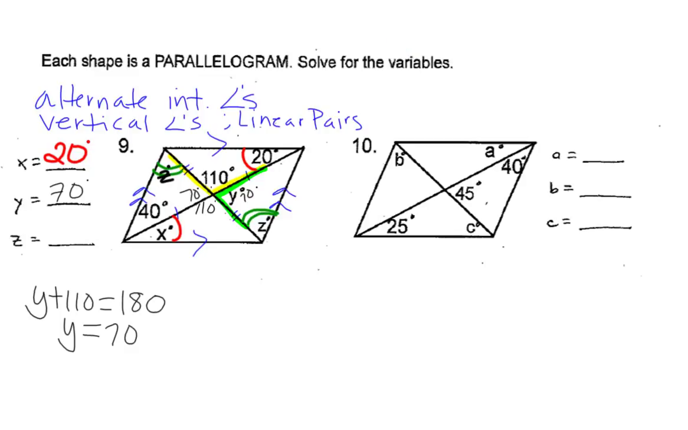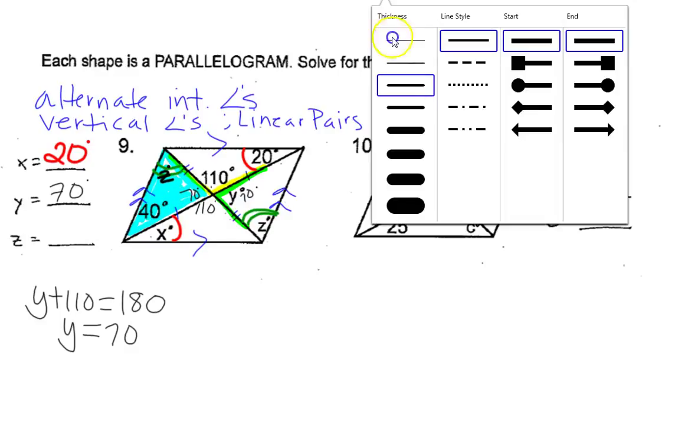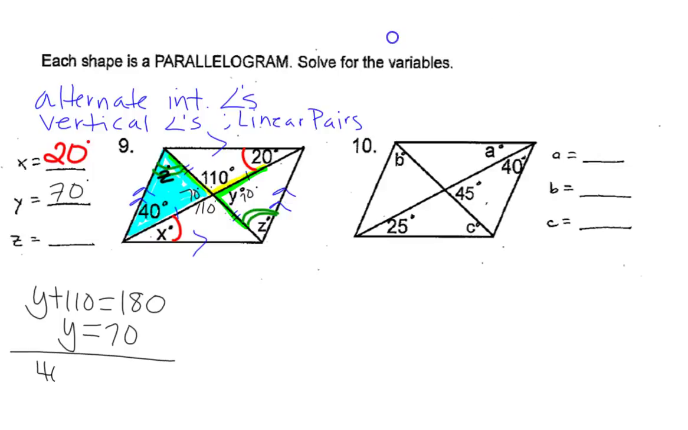Well, if you look in here, you should be asking yourself, what is that? It is a triangle. And the sum of the interior angles of a triangle have to add to 180. So I'm going to take 40 plus 70 plus whatever Z is. It's got to equal 180. So if I subtract 40 and 70 on both sides, then I am going to get 70 degrees.